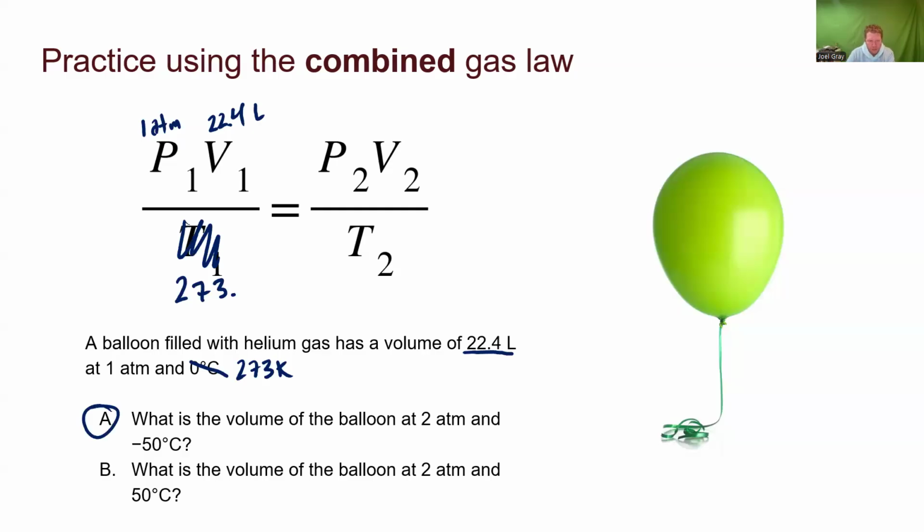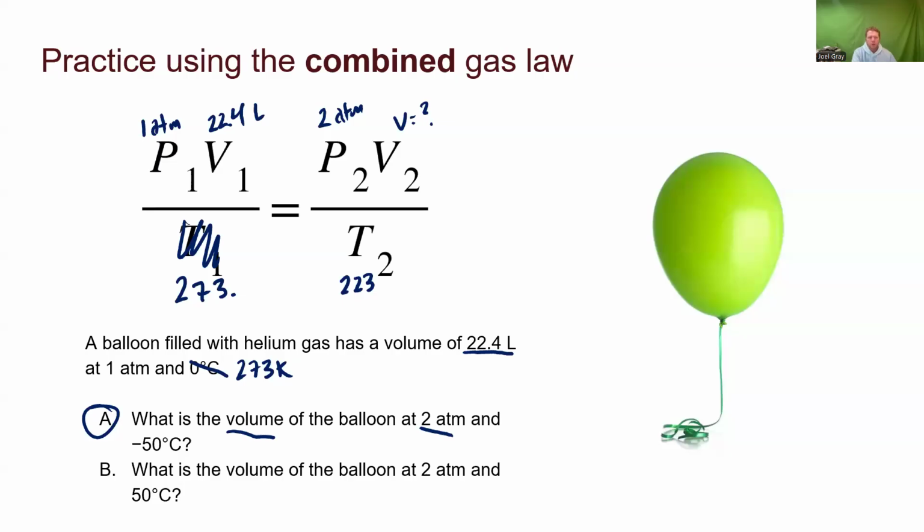Now, we've got two practices. A is, what is the volume of the balloon at 2 atmospheres? So our pressure is 2 atmospheres. The question is asking what is the volume? So V2 equals question mark. And then what if our temperature is -50? Well, if the temperature is -50, could somebody tell me that temperature in units Kelvin? Perfect. Thank you very much, Kelly and Victor. Great job. The temperature in units Kelvin is 223 because we added 273 to -50. So that's how we arrived at that.